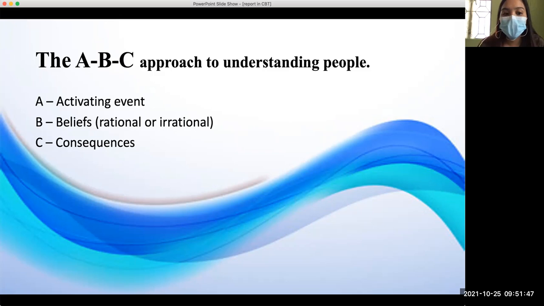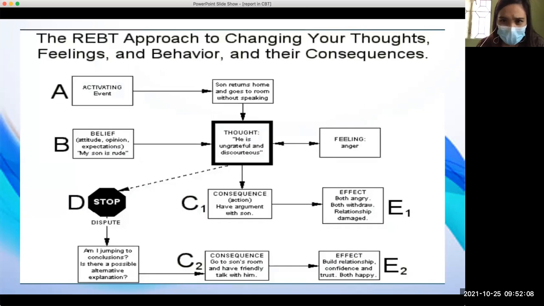So we can interpret any event according to rational or irrational beliefs. If our beliefs are irrational, then we will suffer greatly, an undesirable consequence. But if our beliefs are generally rational, then we will suffer less and rebound faster, a more desirable consequence. So meron pa tayo dito, yung REBT approach to changing your thoughts, feelings, and behaviors and their consequences.